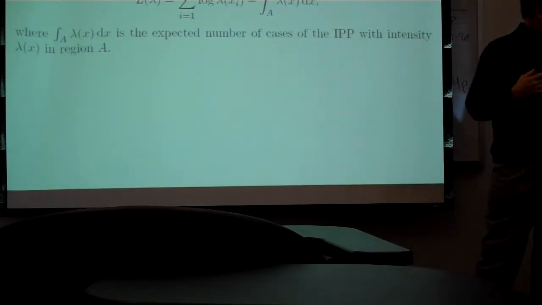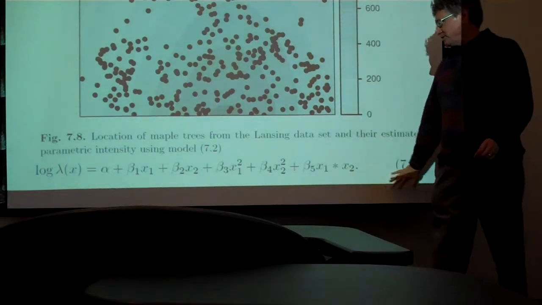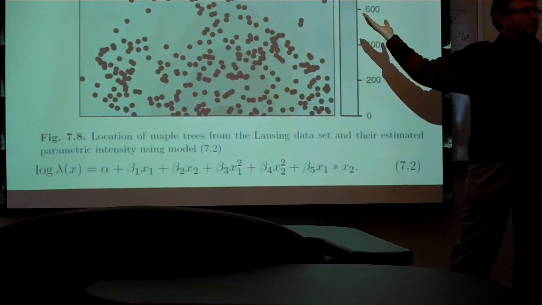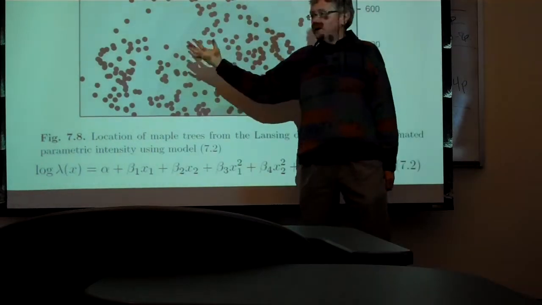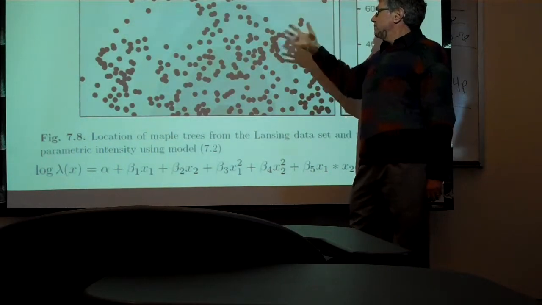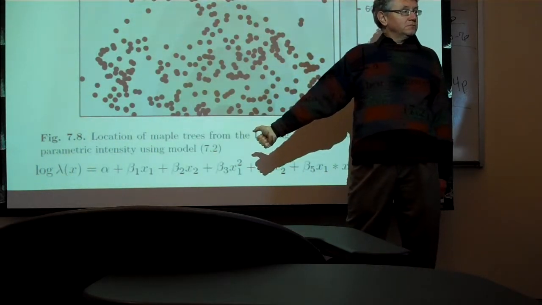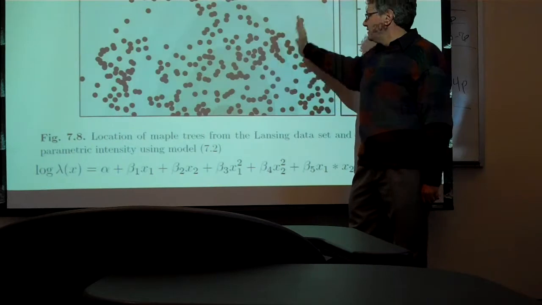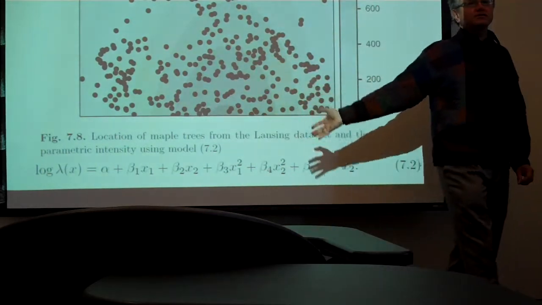So this could be done right here, where the independent variables are just spatial locations, but it also could be that if we had maps of other variables, such as elevation or soils or something like that, we could include those in the model as well.